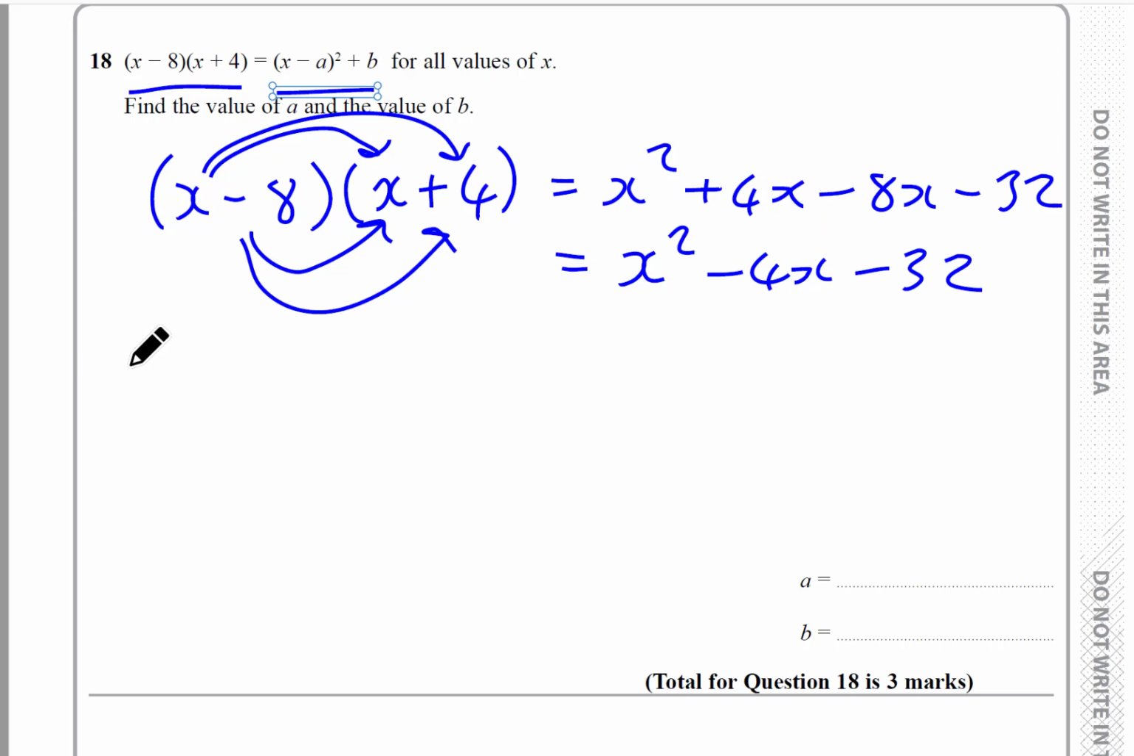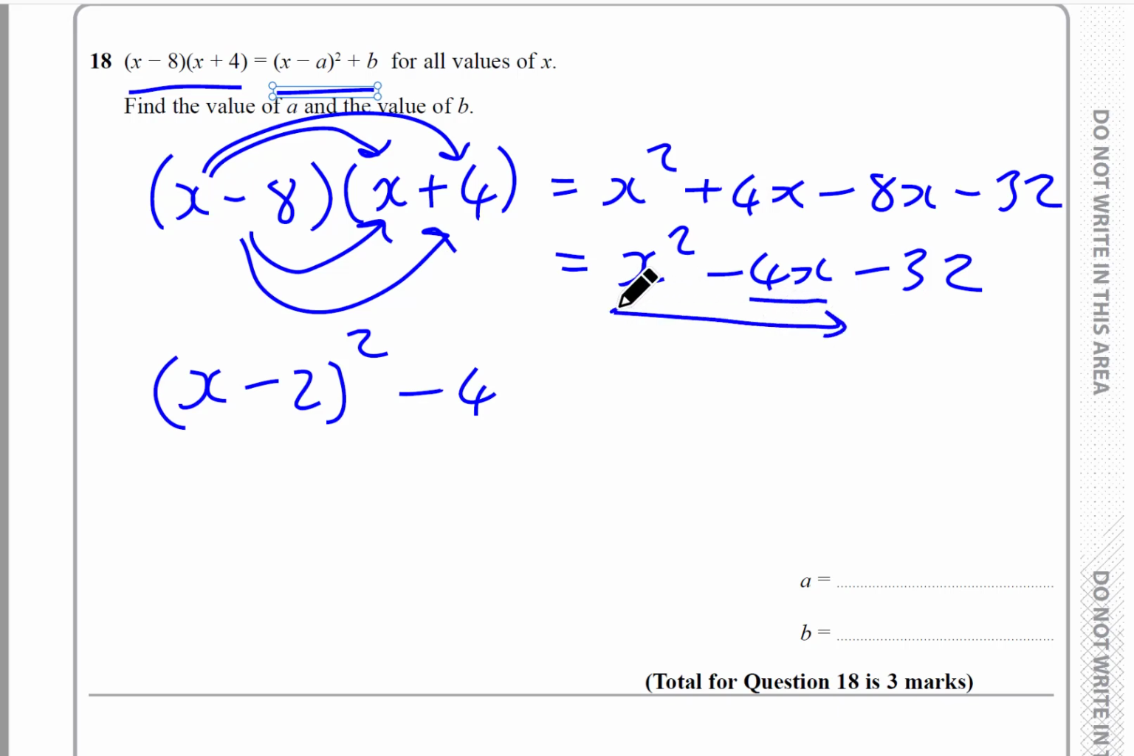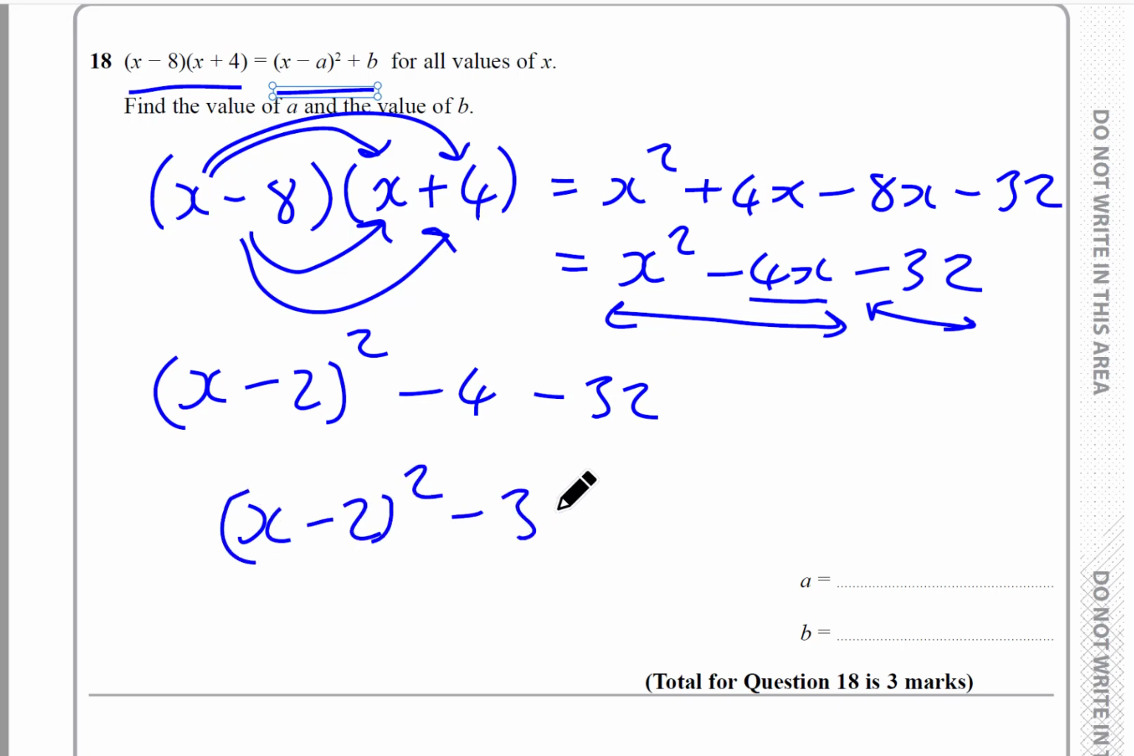So let's just write that here. But we need to complete the square so that we can find a and b. So if you remember, when you complete the square, it'll be x minus 2 because we halve the coefficient here. Now when you expand this, you will get a plus 4, won't you? So we want to minus this 4 extra that it gives us, and remember, we've got the minus 32 to add. Minus 32, that's x minus 2 squared minus 36.